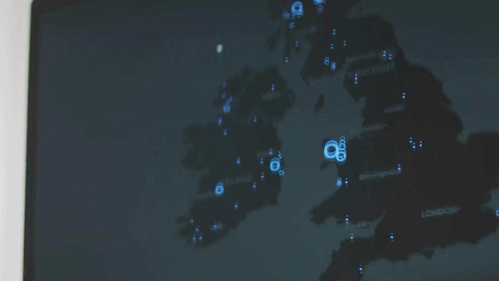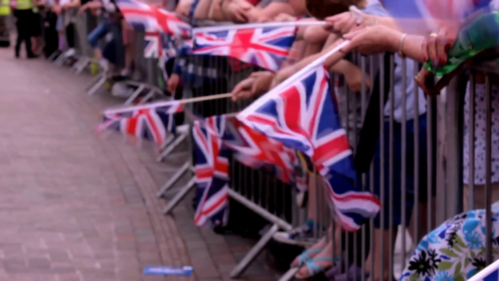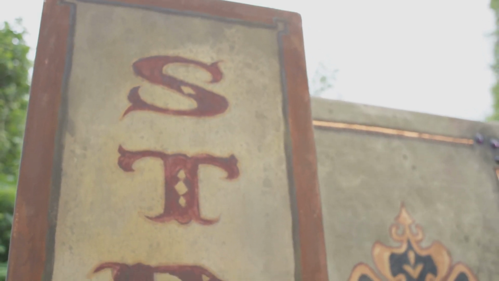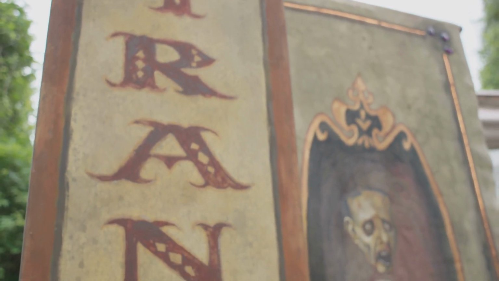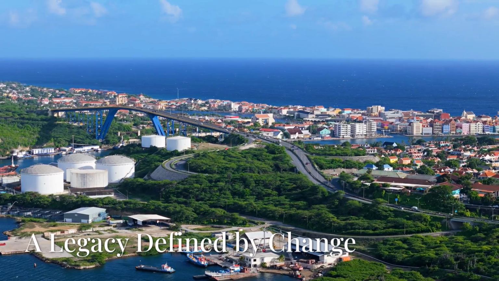Victoria's reign saw the rise of the British Empire and the expansion of British influence around the world. The monarchy became a symbol of national unity and pride. Victoria's personal popularity and her embodiment of Victorian values helped to restore the monarchy's image after a period of scandals and declining public support.